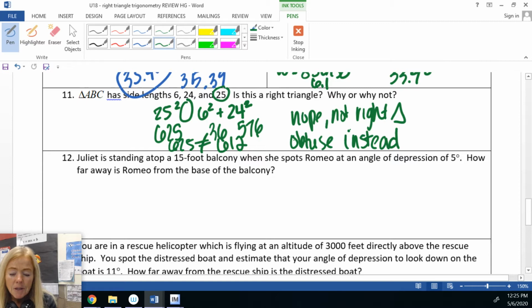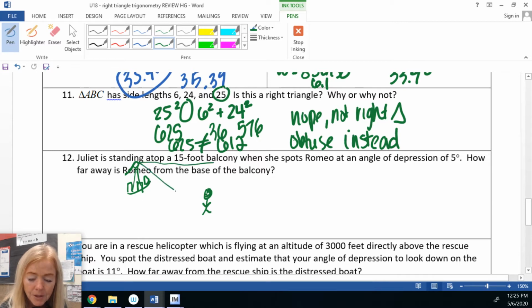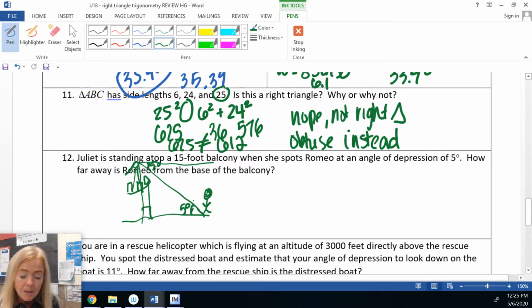Next one, Juliet is standing atop a 15-foot balcony when she spots Romeo at an angle of depression of 5 degrees. So here's the balcony, and here's Juliet. All right, so here's Romeo. So the angle of depression is right there, 5 degrees. But here, we need to make our right triangle, and 5 degrees is outside of the right triangle, so we need to use alternate interior angles to get that 5 degrees back into the right triangle. All right, so there is our right triangle.